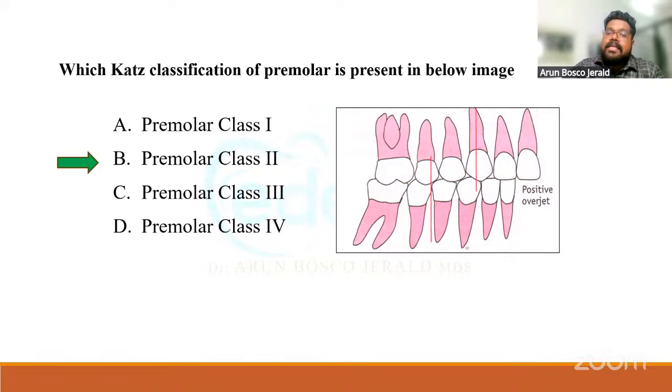So you can expect such questions based on images, and they can also give clinical photographs. Based on the photograph, try to identify the teeth, and based on the relationship between the upper and lower dentition, we have to identify what kind of malocclusion it is. Moving on to the next question.